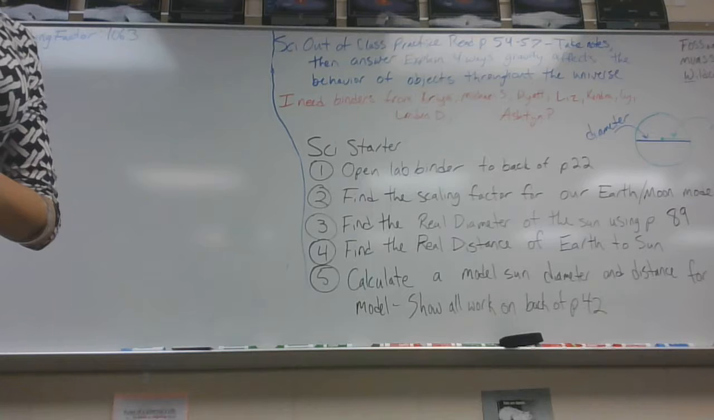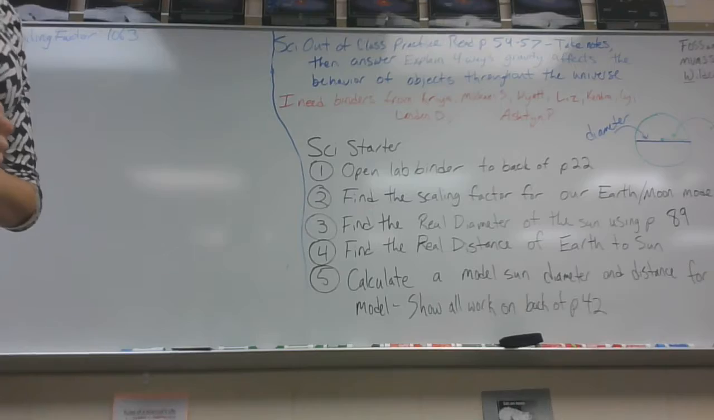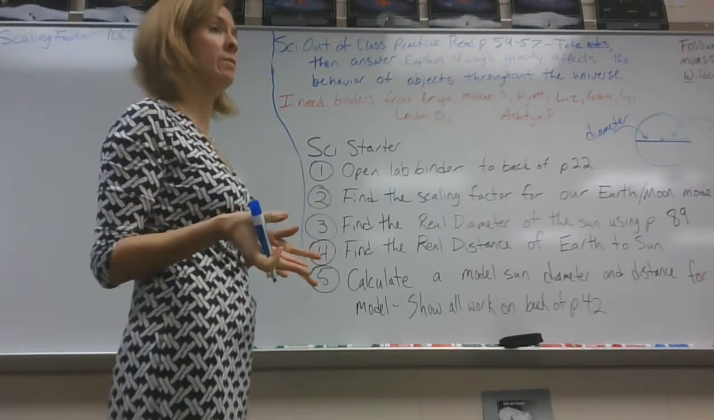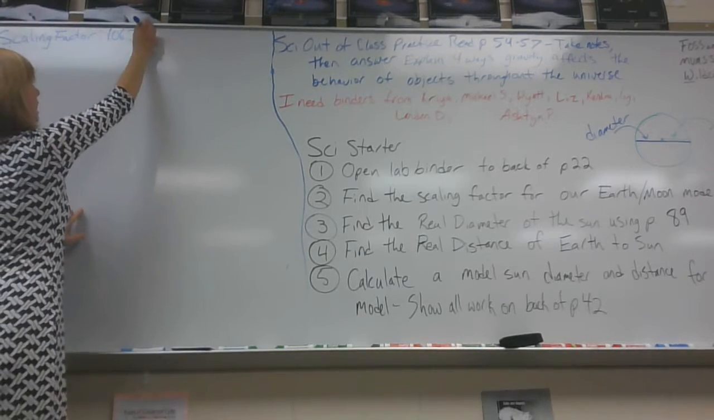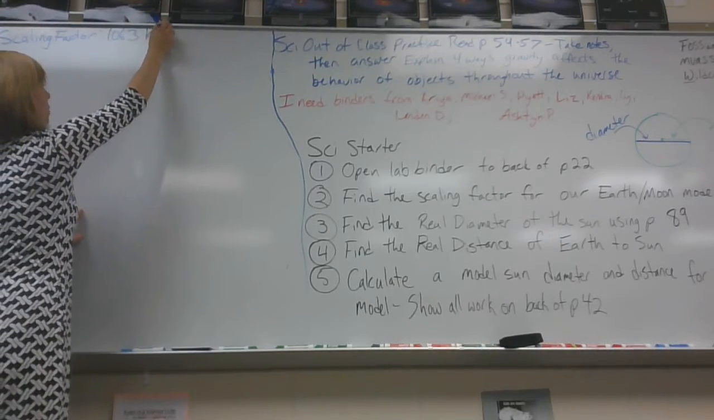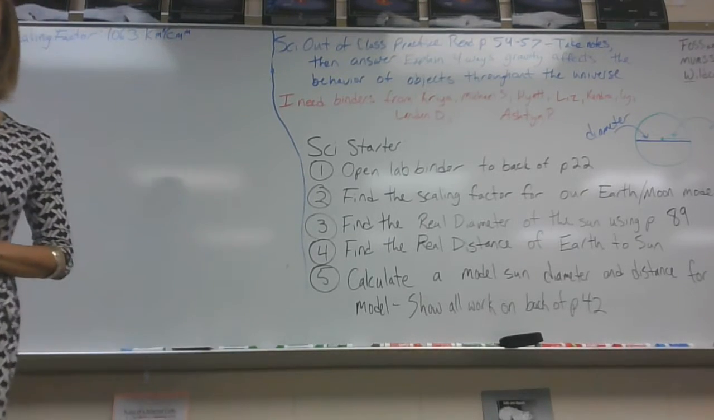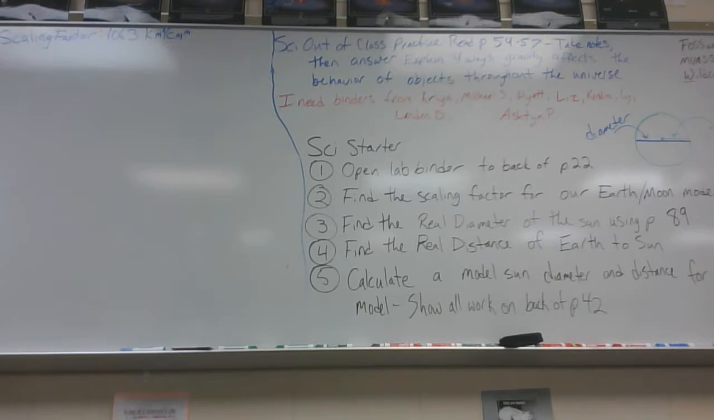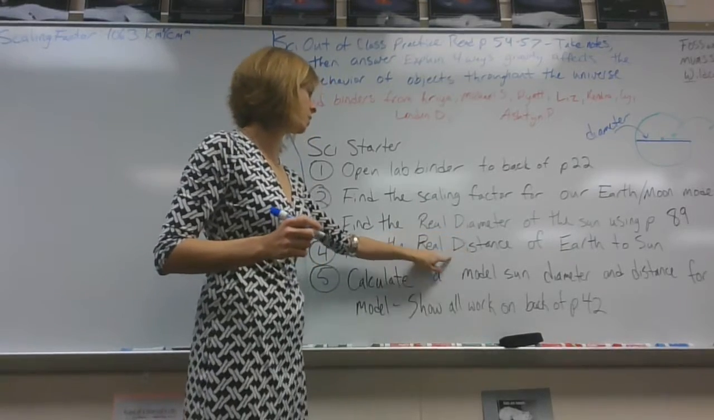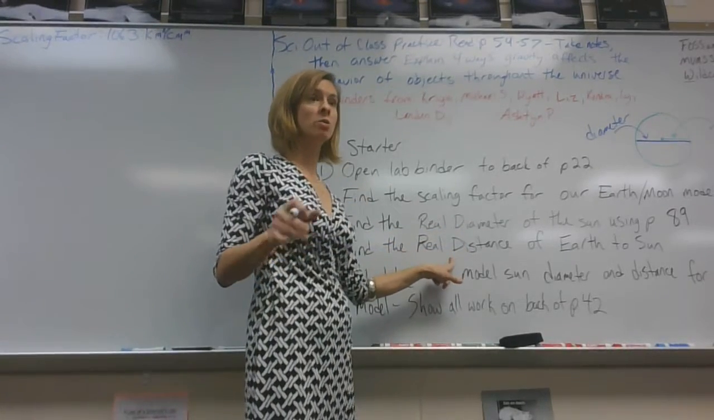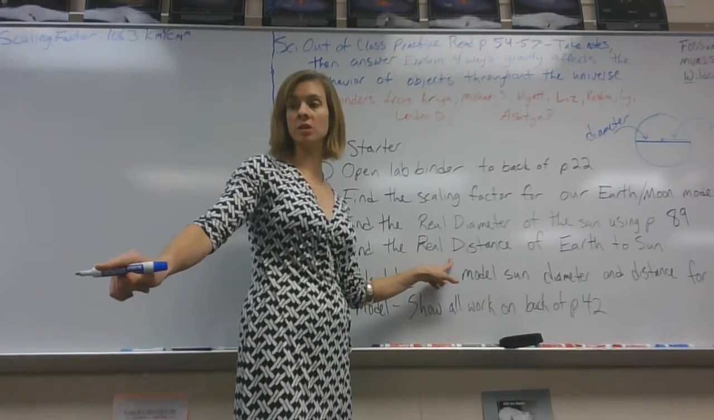You should be looking on the back side of page 22. Is it centimeters? It is not centimeters. The scaling factor tells us how much it is in the real world per centimeter. Kilometers per centimeter. Yeah, you're right, Travis. Kilometers in the real world per centimeters in our model. Remember that? All right. So the next information that we need is the real diameter of the sun and the real distance of Earth to the sun.